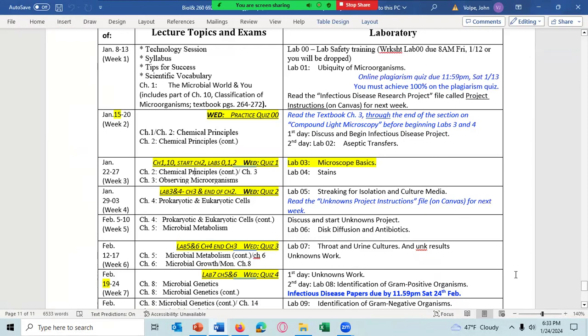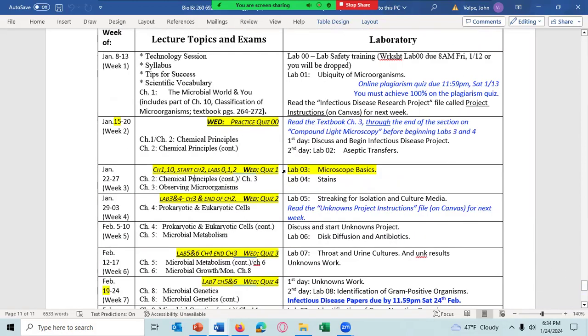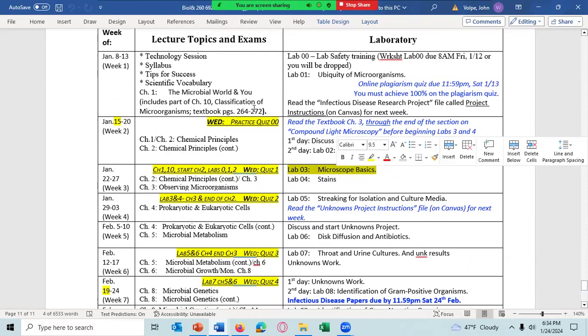Okay, today is January 24th, and the lab schedule will not be changed, meaning we're on schedule in the lab. And we're going to be covering today Lab 4, stains. Any question about any of that? I have no idea why that is highlighted in yellow, so I'm going to remove that now.